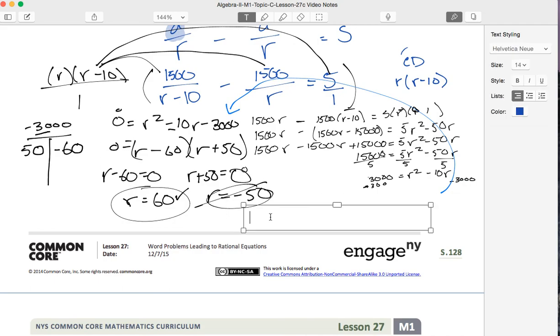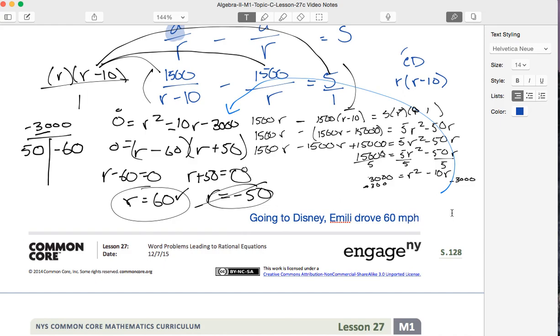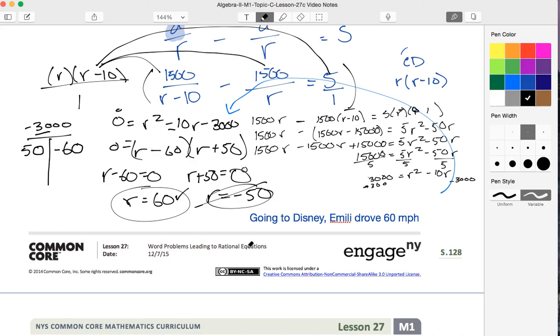You need to tell me what this means. This means that on going to Disney, Emily drove 60 miles per hour. There you go. So this would be your answer. Whoa.